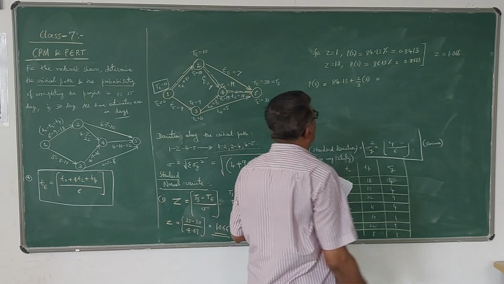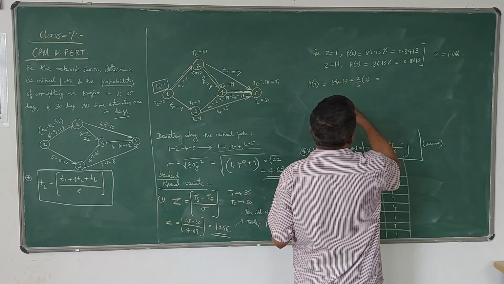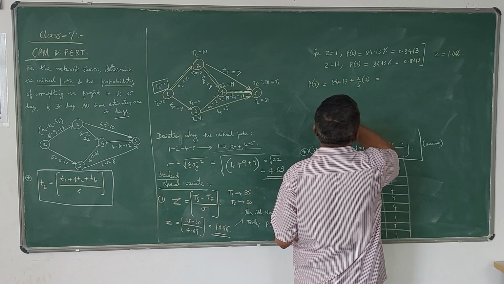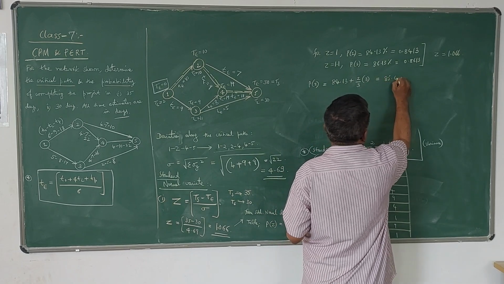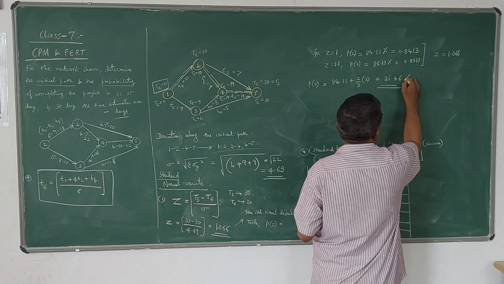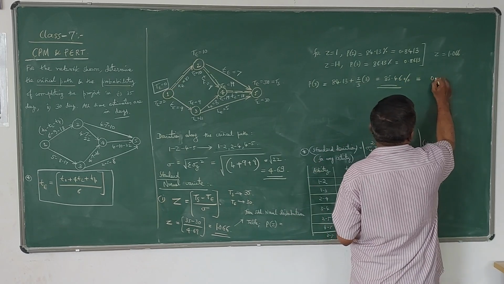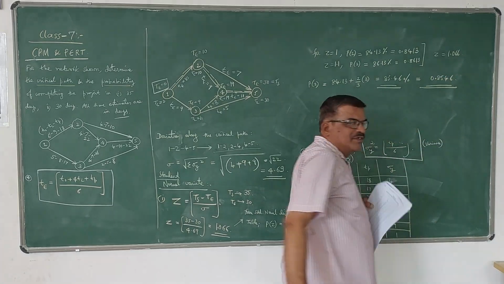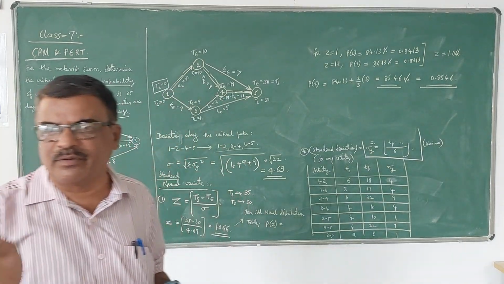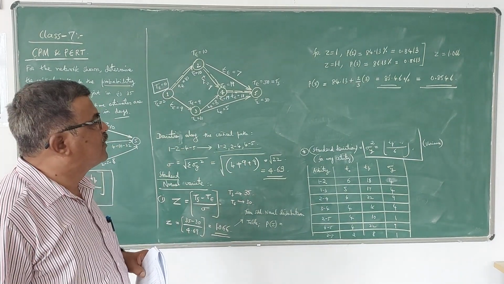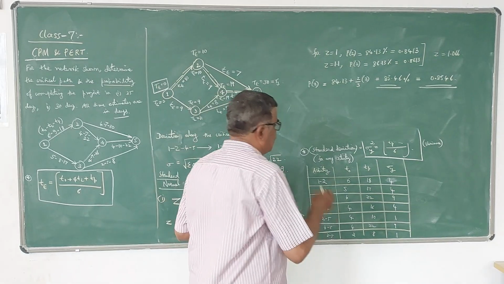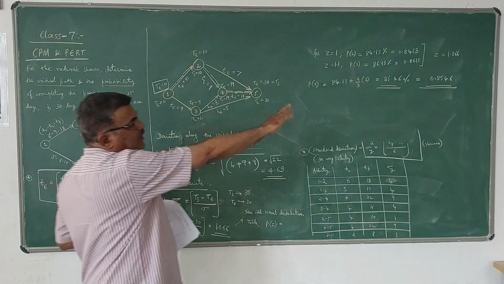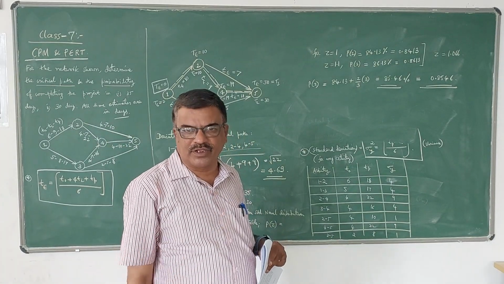You can do it by calculator. Just 84.13 plus 1.33 is 85.46. That is the percentage, so we can write it as 0.85. This is the probability. Probability value always will be between 0 and 1, and it is positive. So the probability of completing the project in 35 days is 0.8546 or 85.46%.